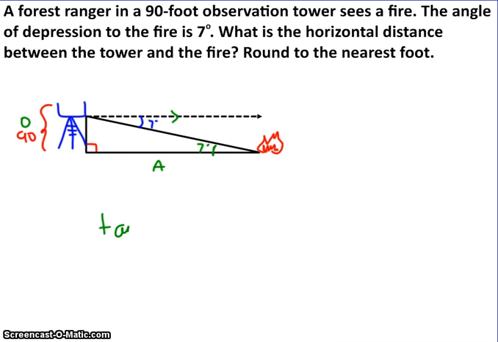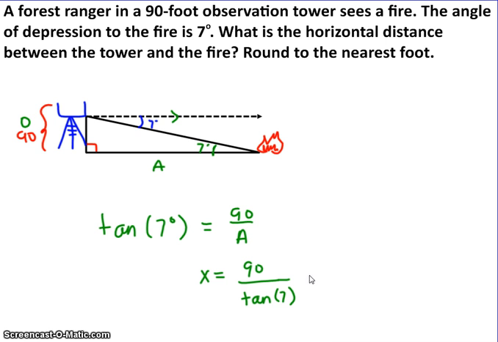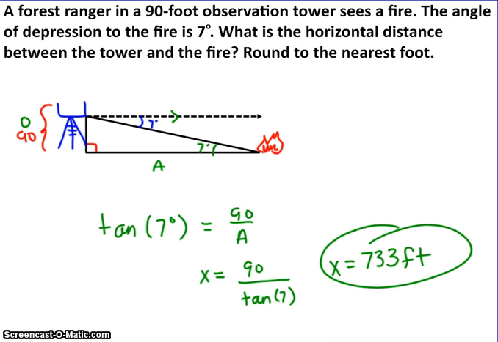So, the tangent of 7 degrees is equal to 90 over adjacent, so my distance. So, if x is up high, we multiply, but x is down low, so we divide them. X equals 90 over the tangent of 7. Alright, so type this in my calculator. It says round to the nearest foot. So we're looking at 733 feet away.